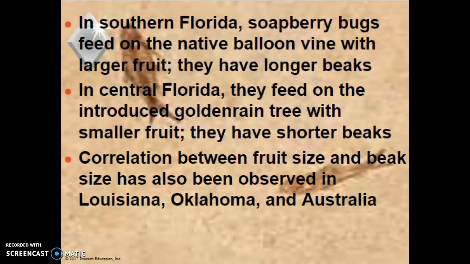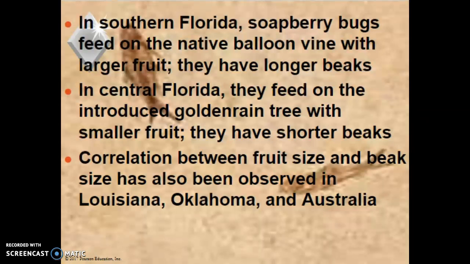In southern Florida, the bugs, you can see what they feed on. This native balloon vine has large fruit. They have longer beaks. In central Florida, they feed on the golden rain tree, which I don't know much about. It does have smaller fruit, apparently, and so they have shorter beaks. So in the different regions of Florida, the beaks are different. Again, they're suited to their food source.